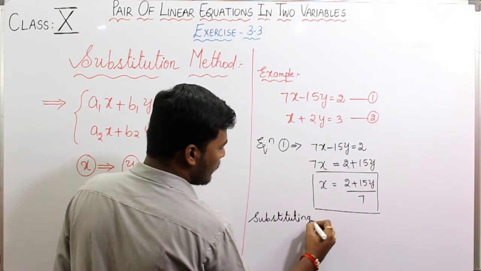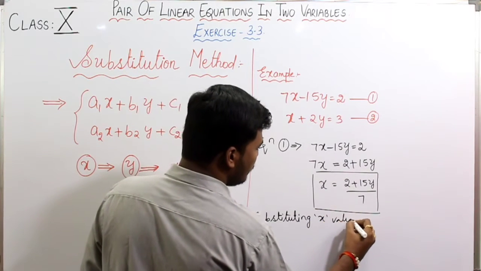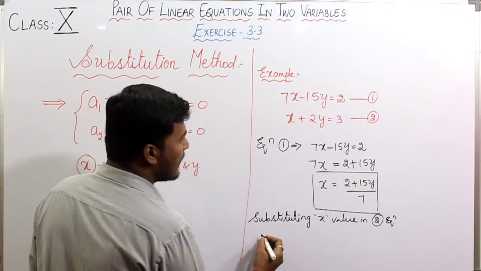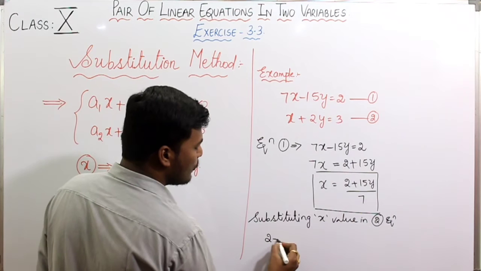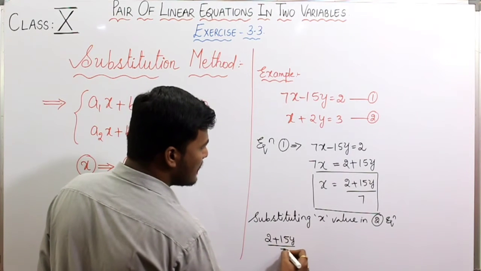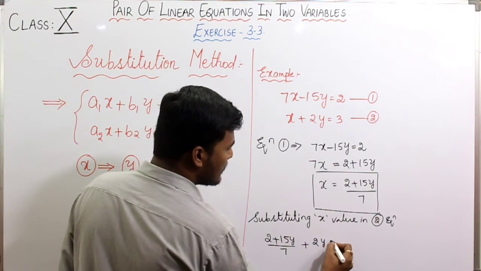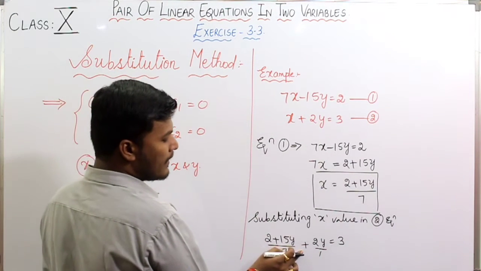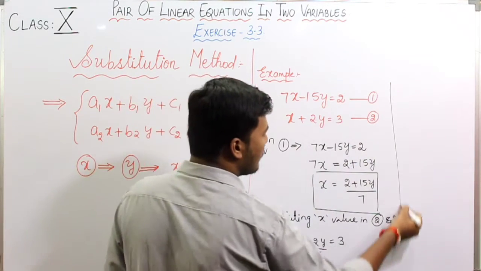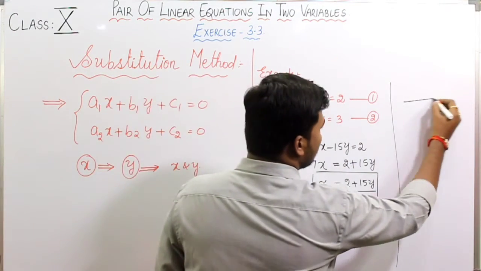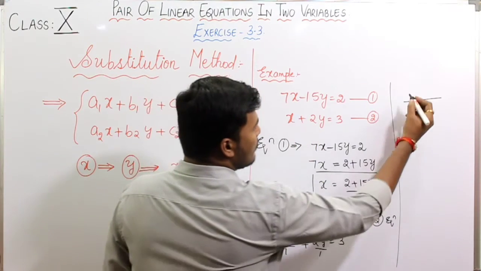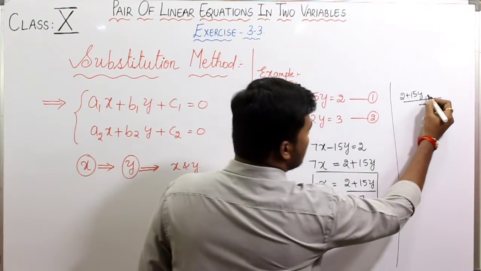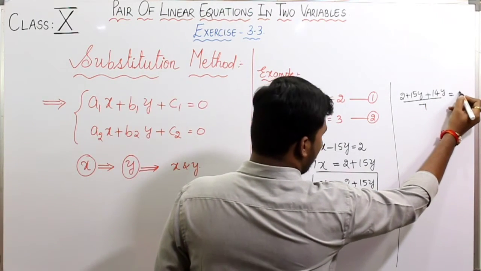So this x value should be substituted in the second equation. Then we will get, in the place of x, I am writing (2 plus 15y) by 7 plus 2y is equal to 3. Whenever we have a fraction in between plus or minus, we will go for the LCM. So here the LCM is 7. So we have 2 plus 15y, and here we have to multiply 2y with 7, 7 twos are 14y, is equal to 3.